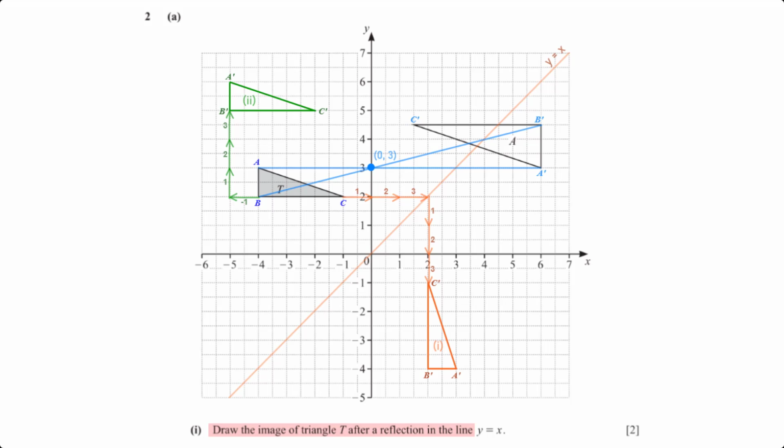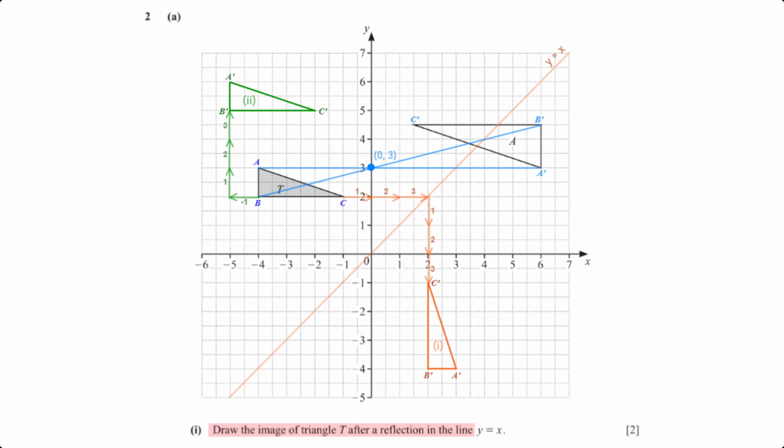Draw the image of triangle T after a reflection in the line y equals x. First, we need to draw the line of reflection, which is y equals x. Then we reflect each vertex on triangle T in the line y equals x.